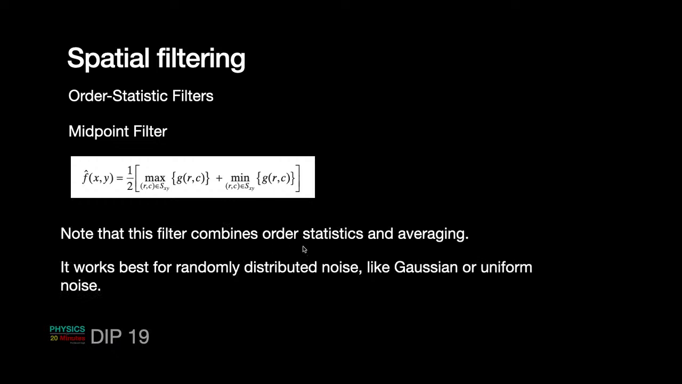So it combines order statistics. That means you first put everything in order, increasing or decreasing, and then you apply averaging. So you are taking an averaging filter. This works well for randomly distributed noise, Gaussian noise, or uniform noise.